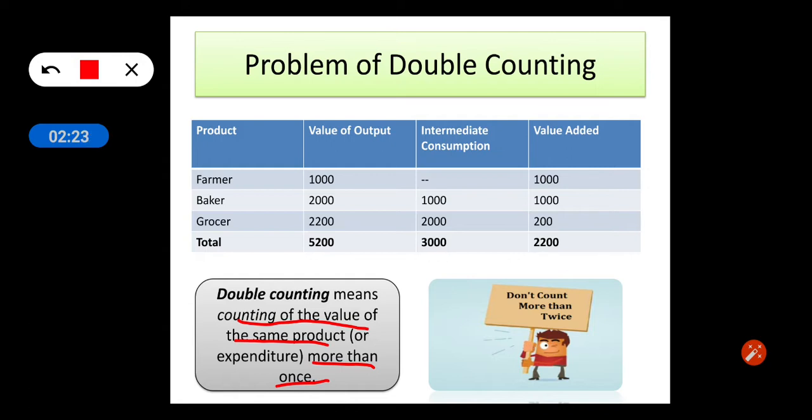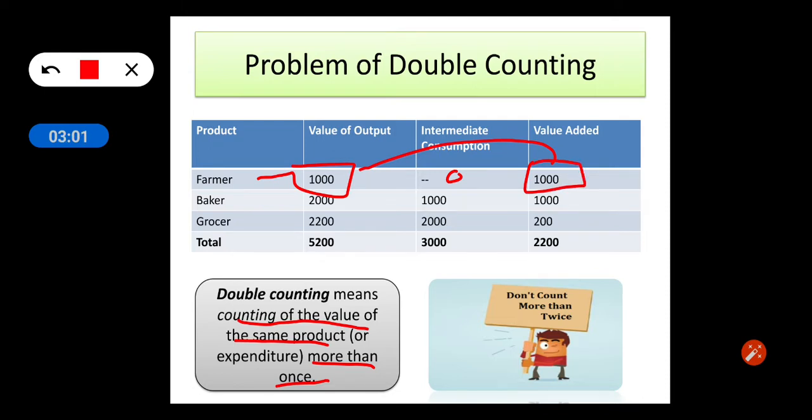Okay, let's take an example. Suppose there are three producers: farmer, baker, and grocer. The farmer produces rice, the baker produces bread from rice, and the grocer sells bread to the final user or to his customer. Now the farmer produces rice, and the value of that rice is rupees 1000. For the sake of simplicity, let's assume that the intermediate consumption of the farmer is 0. So the value added of rice will be rupees 1000.